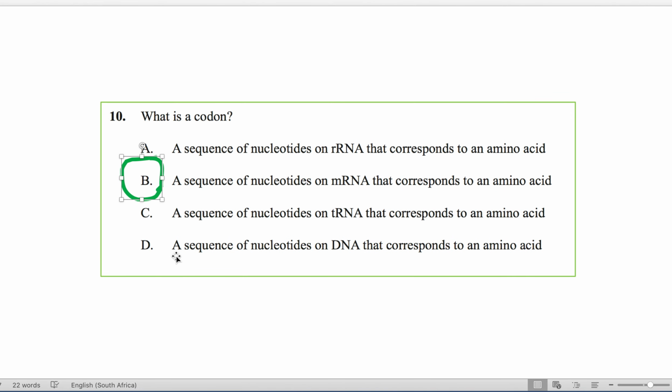So that's true because a sequence of 3 nucleotides corresponds to a codon. Now let's look at D. A sequence of nucleotides on DNA that corresponds to an amino acid. So that's not true. We know it's not on DNA, it's on RNA, specifically mRNA. And we know mRNA comes from DNA. So we get mRNA after transcription of DNA. Therefore it's B.